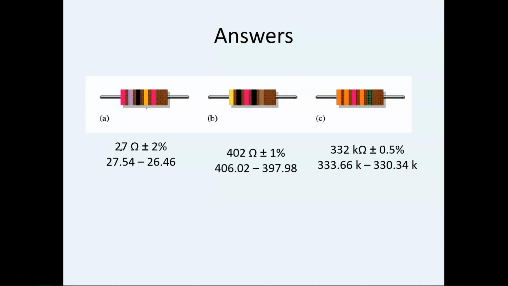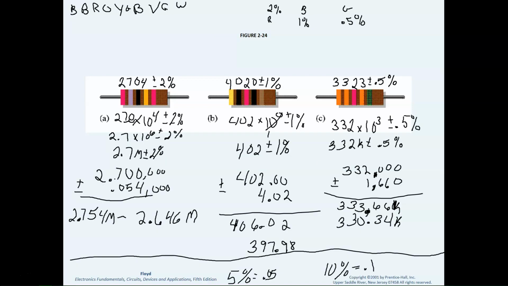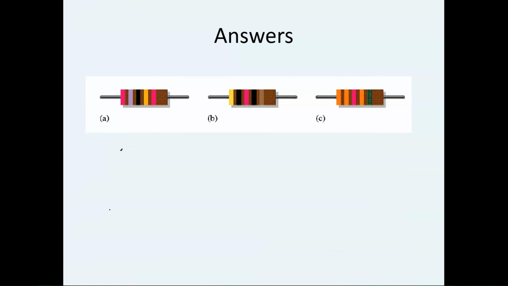I'm not sure how they, unless they're trying to call that a gold band. At the same time, we still got 2754, although ours was 2.754 and 2.646. I'll have to figure out what somebody was thinking with this one. I'm not sure if they meant yellow or gold.